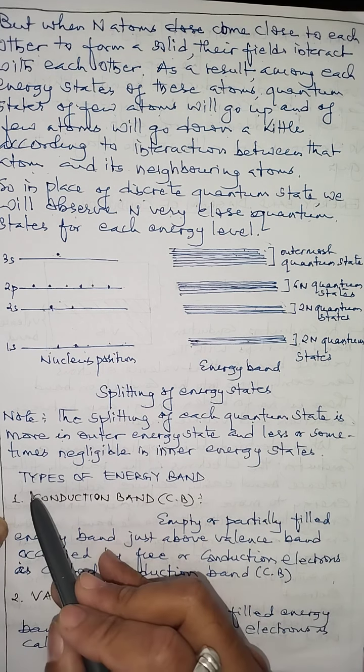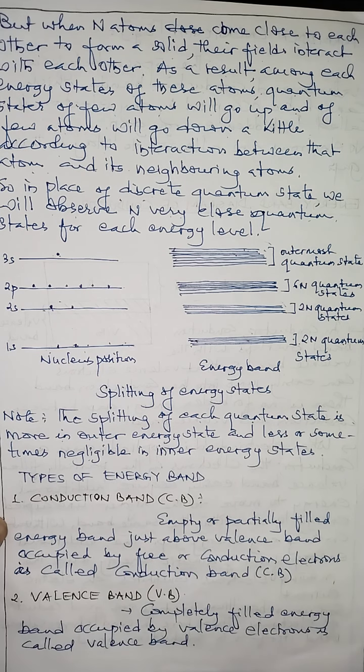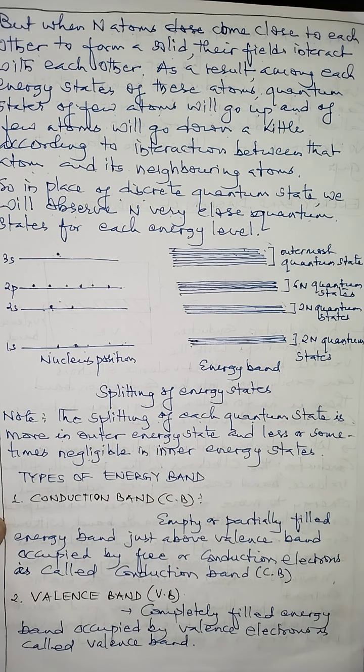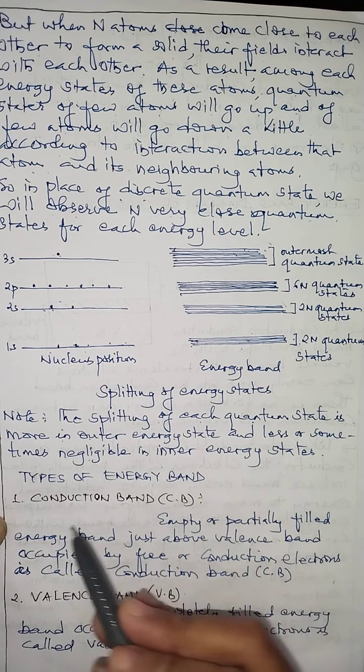Energy bands are basically classified into two types, and this classification is on the basis of the position of the electrons: the position occupied by the valence electrons, and the position occupied by the free electrons. So on the basis of position, determined by the number of valence electrons in an atom of the solid crystal, or by the conduction of free electrons in a solid or crystal, energy bands are classified into two types.